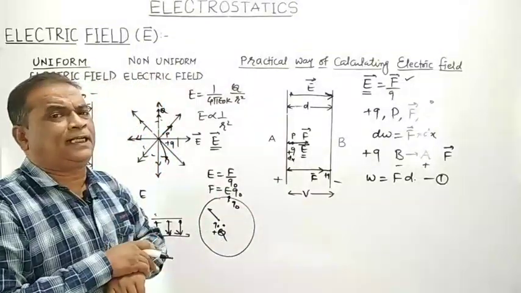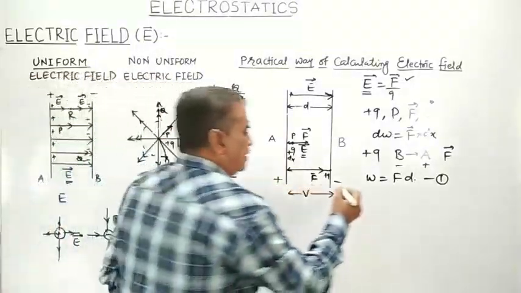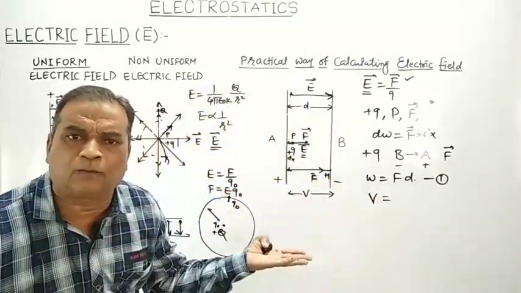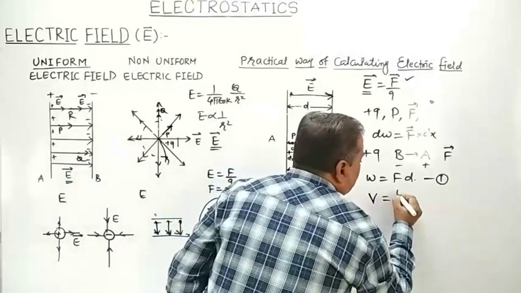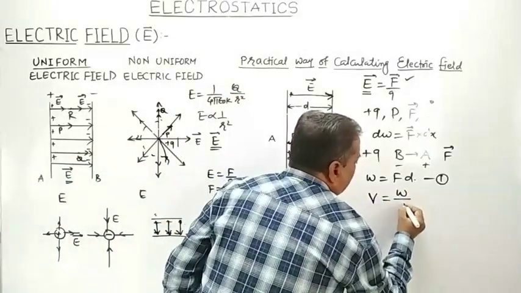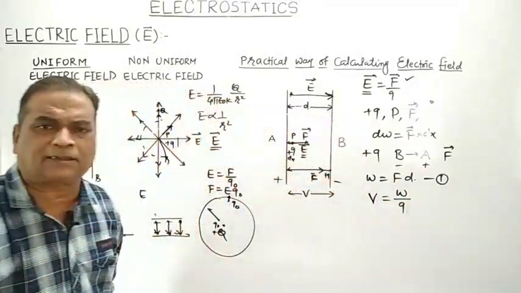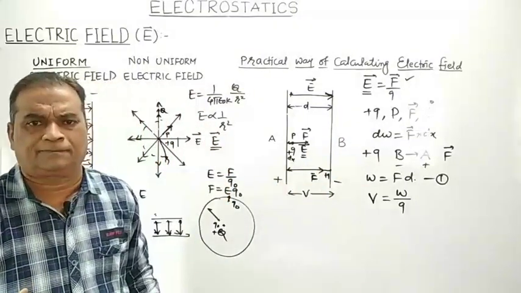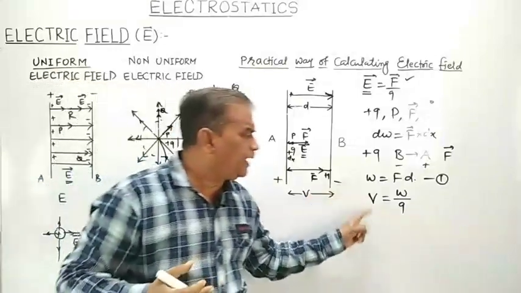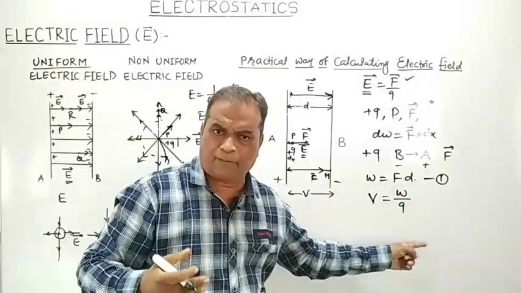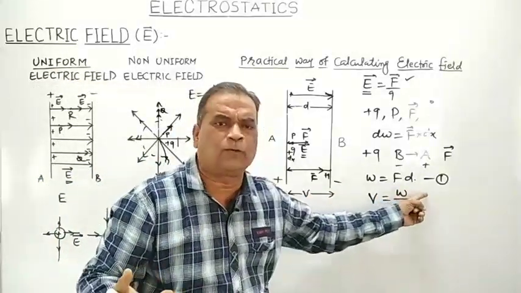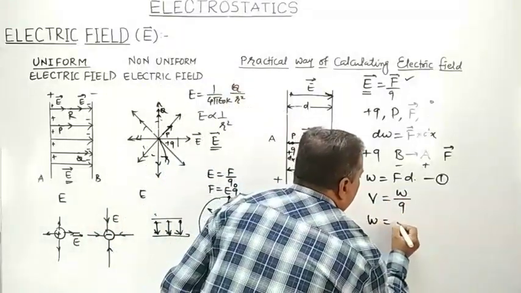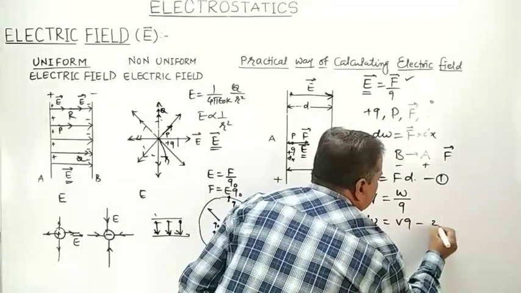You know, in 10th standard you had studied that potential difference is always equal to the amount of work that must be done in order to move a charge from infinity to that point. So V equals W by Q, potential difference is equal to work done upon charge, or W is equal to V into Q. This is equation number 2.